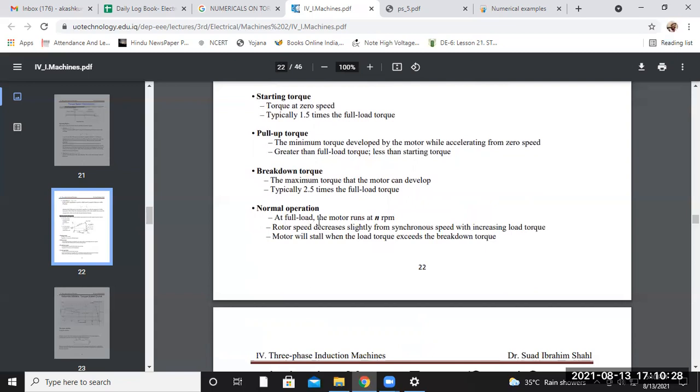Normal operation is at full load. The motor runs at n rpm, let us say n rpm, or you can say 3000 rpm. Whatever value you want to take, you can take it. So normal operation is at full load when the motor operates at n rpm.